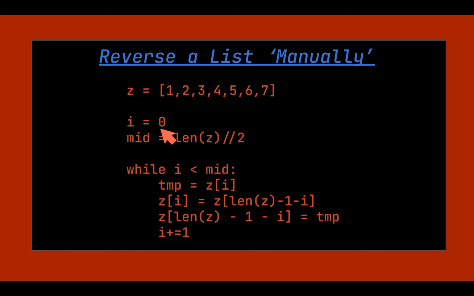I'm going to set i to 0 because I'm going to use a while loop, so I've got to initialize. I'm going to get my midpoint by getting the length of the list divided by 2 using integer division because I don't want to mess around with decimals. And then, as I was saying, I'm going to loop while i is less than the midpoint. What happens on these next 3 lines is really a swap of the current element with the element at the other end.